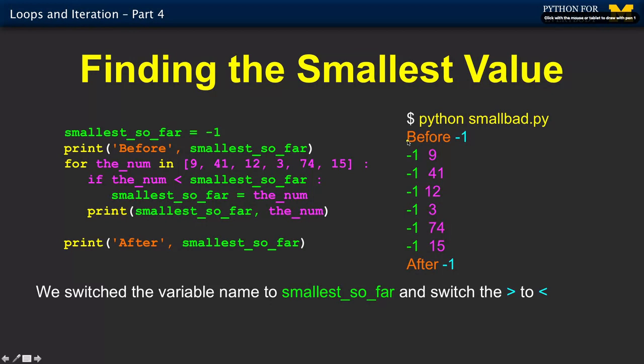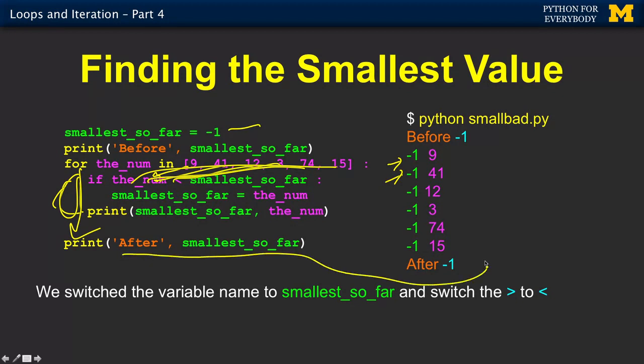So we start out. Small so far is -1. We come in with 9. Is 9 less than -1? No, it is not. So we skip. So the smallest we've seen so far is -1. We go back up. Is 41 less than -1? No, it is not. So we skip. So the smallest so far is -1. 12? No. 3 is not smaller than -1. 74 is not smaller than -1. 15 is not smaller than -1. So out we come, and the smallest we've seen so far is -1. So what's the flaw in our logic here?